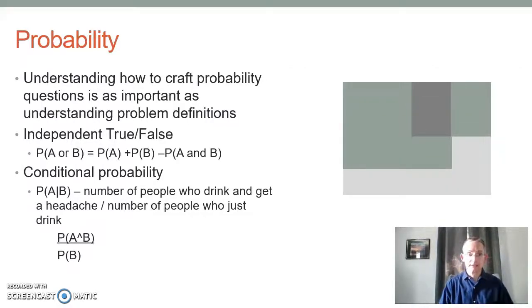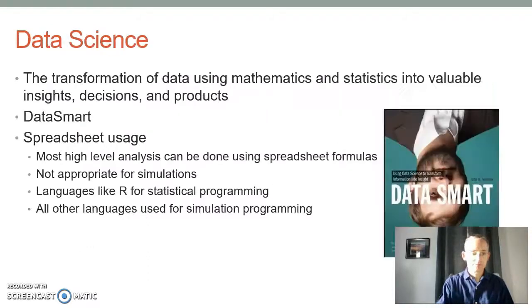Probability then is a third key. You have to understand how to craft probability questions in a way that represents the problem at hand. So there's independent, true-false kinds of things. The probability of A or B is the probability of A plus the probability of B minus the probability that both of them occur. Being able to chart that out in making assessments of all the data you're seeing is important, as is understanding basic probability language and the relationship between different outcomes and their probabilities.